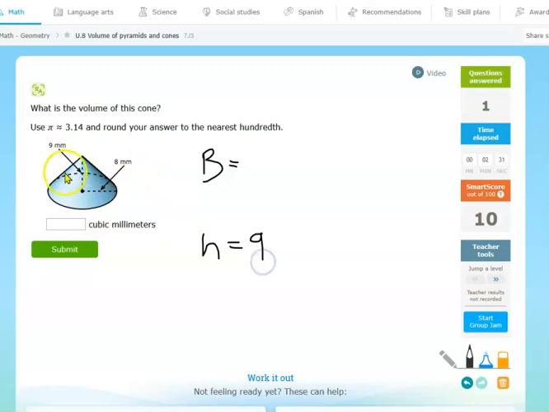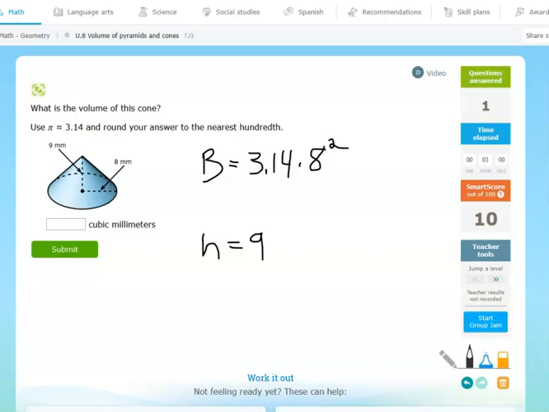This is a cone, so the base is a circle. So we're doing 3.14 times the radius squared. They did happen to give us the radius here. They did happen to give us 8 rather than giving us the diameter and forcing us to divide by 2. So that'll be 3.14 times 8 squared.